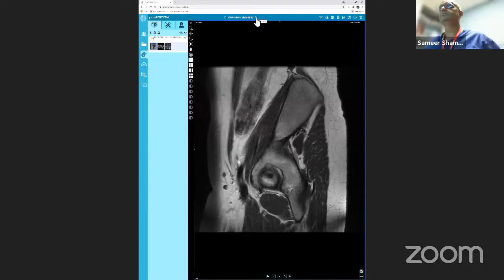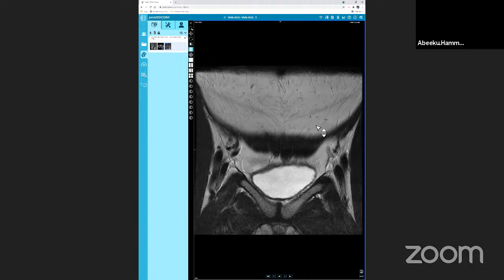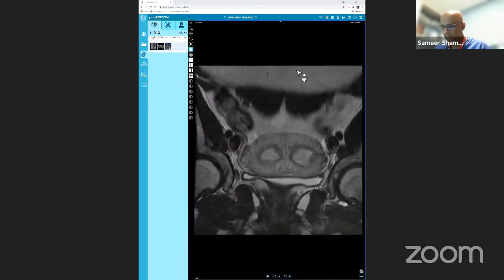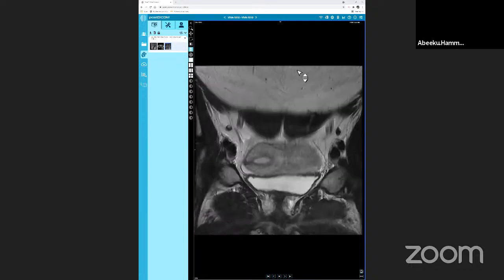Okay, so let's look at this. This patient is part of an infertility workup. This was an MR pelvis done in a young female who is having issues getting pregnant. Okay, so take remote control. So this is a T2 MRI of the pelvis.